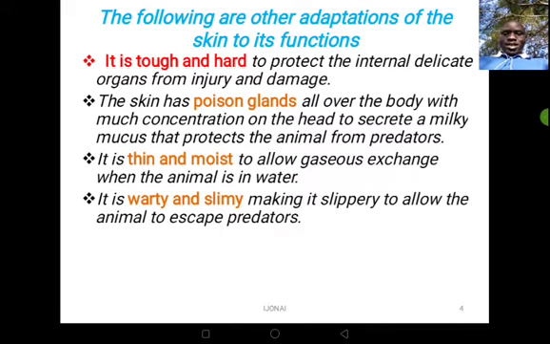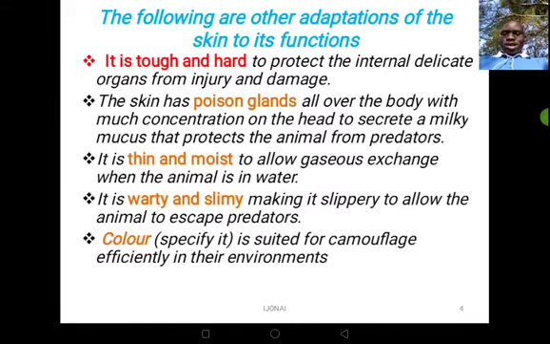The skin is warty and slimy to make it slippery to allow the animal to escape from predators. I don't know whether you have tried to catch the frog. In most cases, it can slip off your hand, and that is one of the ways in which they can defend or protect themselves from predators. So they have that slimy layer that has mucus.